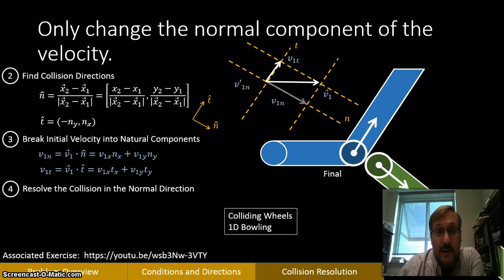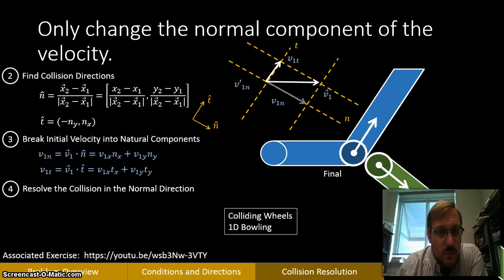So now that we have that information, what we want to do is flip v1, right? We want to change the direction of the velocities. Actually, we want to do this for both velocities. And this is the same sort of collision resolution that we used for the colliding wheels in 1D bowling, because we're only dealing with the normal component, right? Since we're not using the tangential component, only the normal component, we're now in a one-dimensional situation. We're in one dimension. We're going to do great. That's all we need to do, right?